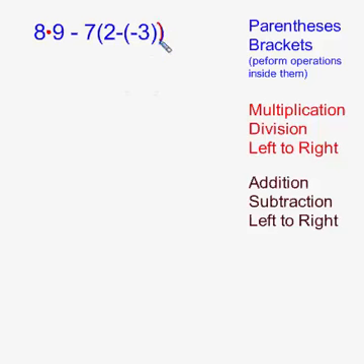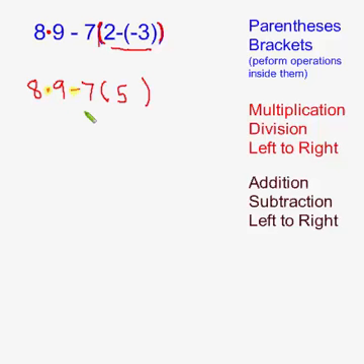So going one layer out, I want to look at what's inside these parentheses, and these parentheses say I'm supposed to subtract. So I will copy everything else in the problem. We have the 8 times the 9, subtract 7, and these parentheses show implied multiplication between the 7 and what's going to be inside the parentheses. Well, what's going to be inside the parentheses is what I get when I take 2 and subtract negative 3. So 2 subtract negative 3 is the same thing as 2 being added to a positive 3, and 2 plus 3 is 5.